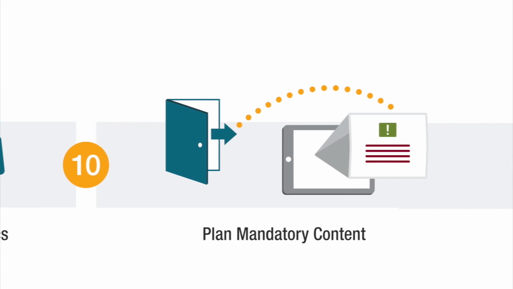Finally, depending on your industry, you might have special legal disclaimers that must be made clear to customers in your marketing content. This is called mandatory content, and it's a good idea to plan for a way to display this in your app before you start the design phase.